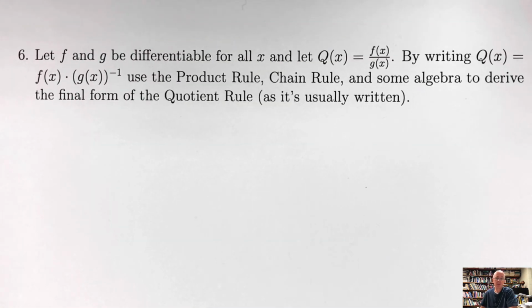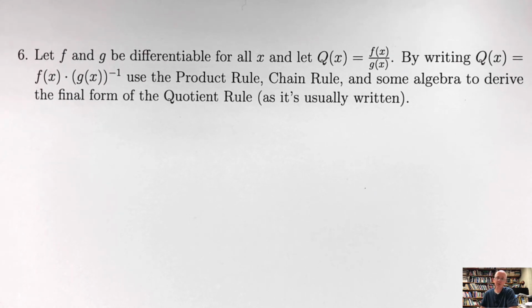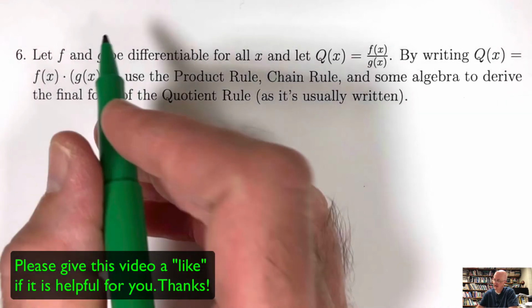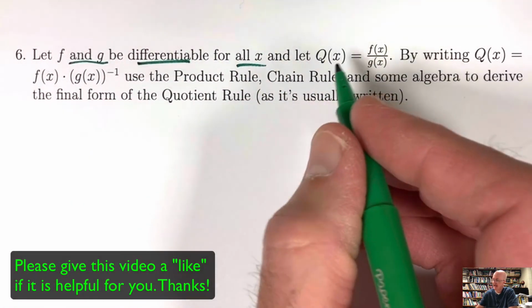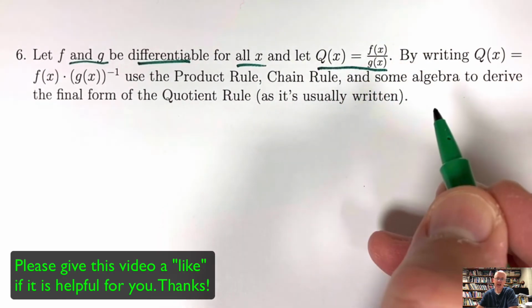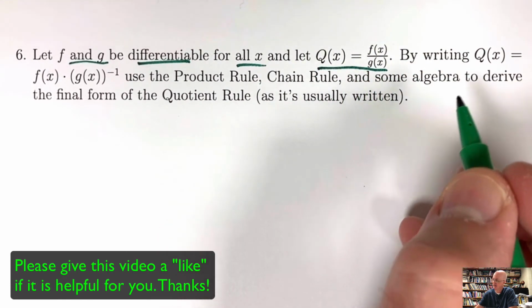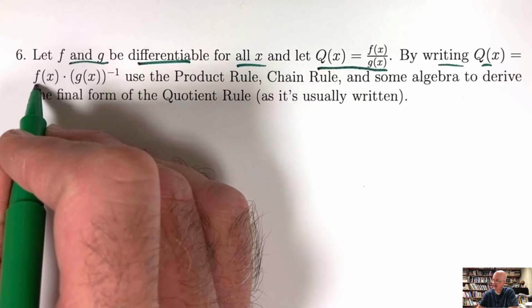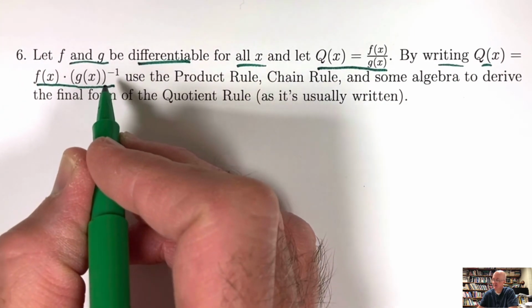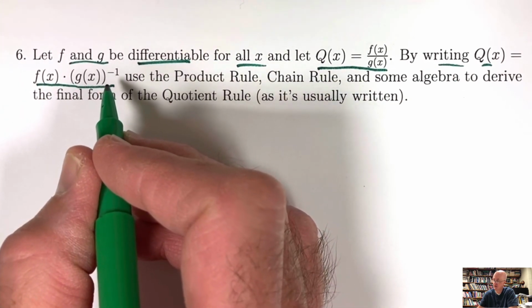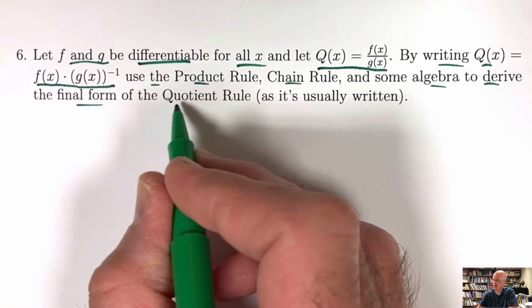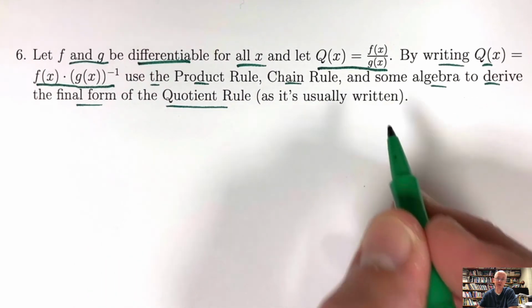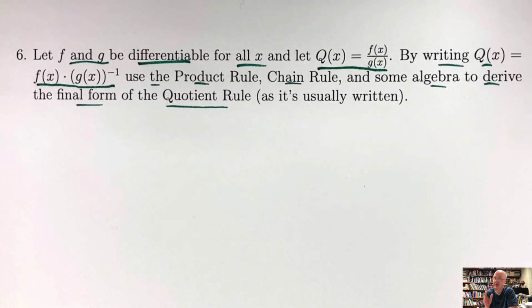Our final problem is kind of a fun problem to derive the quotient rule using the product rule and the chain rule. Let f and g be differentiable for all x, having derivatives for all x, and let q of x be the quotient, f of x divided by g of x. By writing q of x equals f of x times g of x to the negative 1 power, which we certainly can do, use the product rule, chain rule, and some algebra to derive the final form of the quotient rule as it's usually written from the last video, and this is the way I say it.